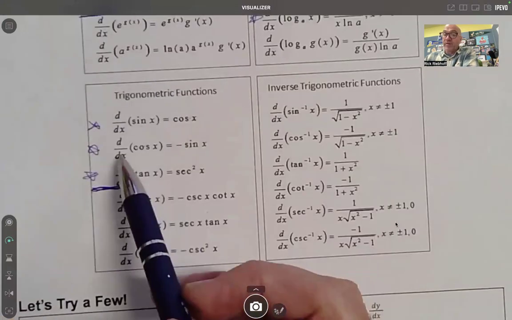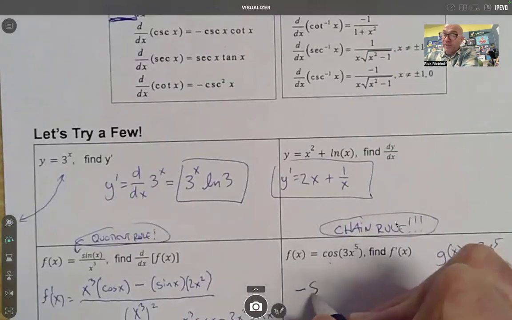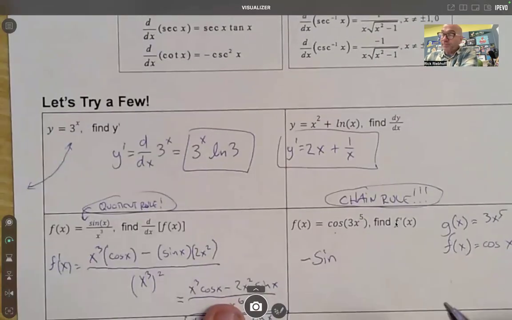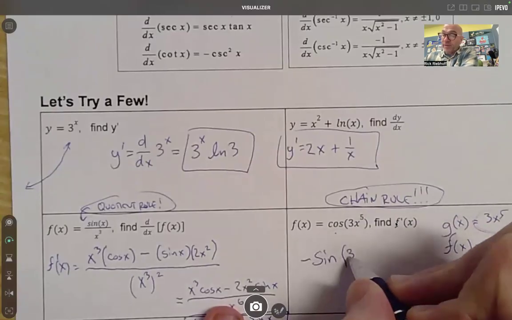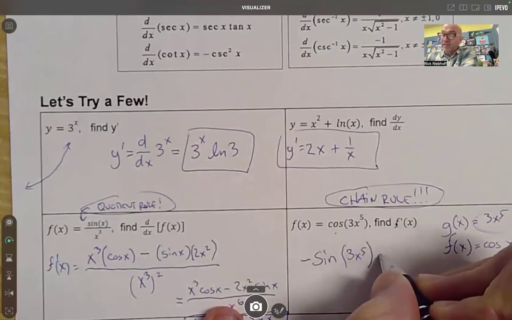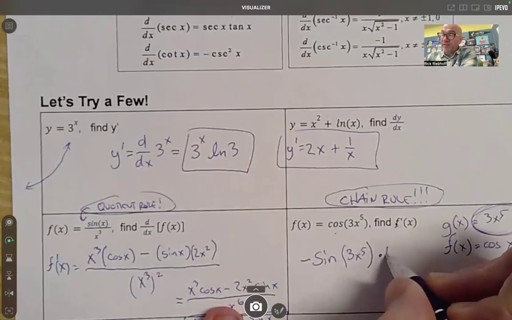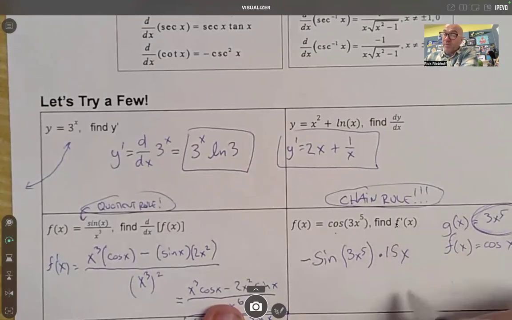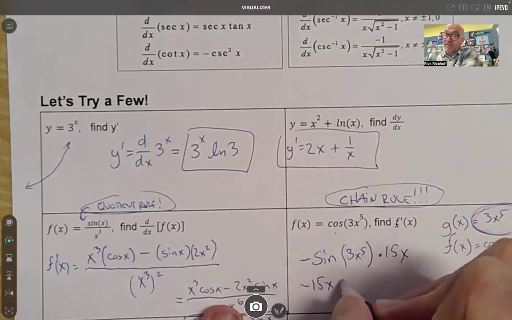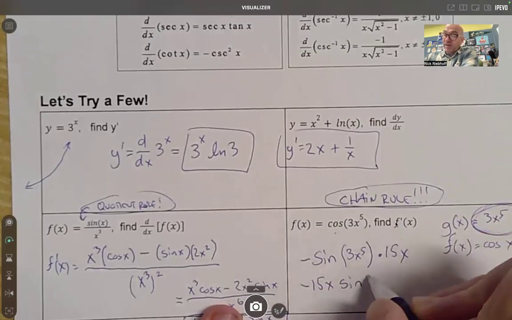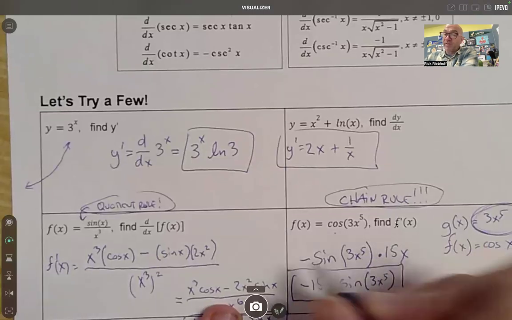The derivative of cosine of x is negative sine of x. So I'm going to go negative sine of the inside, 3x to the fifth, g of x, times the derivative of the inside. That's going to be 15x. I would switch this around a little bit. I'd go negative 15x sine of 3x to the fifth. And there is my answer.